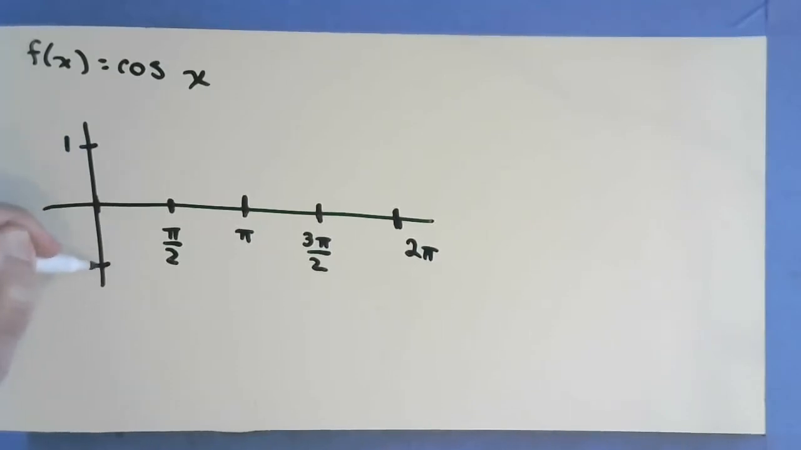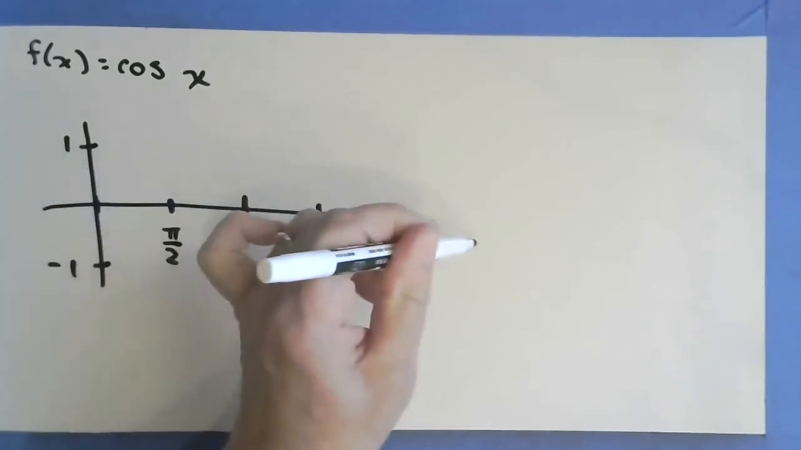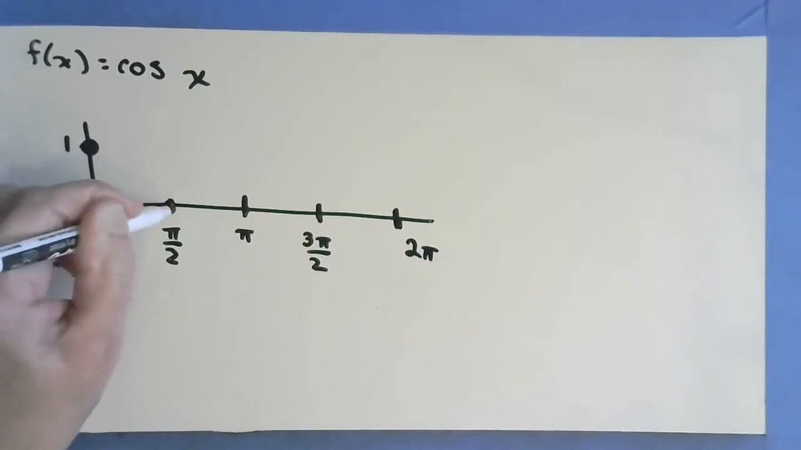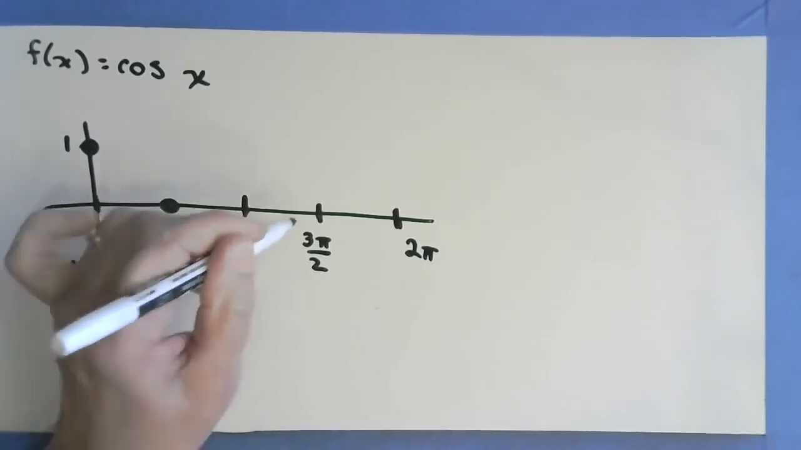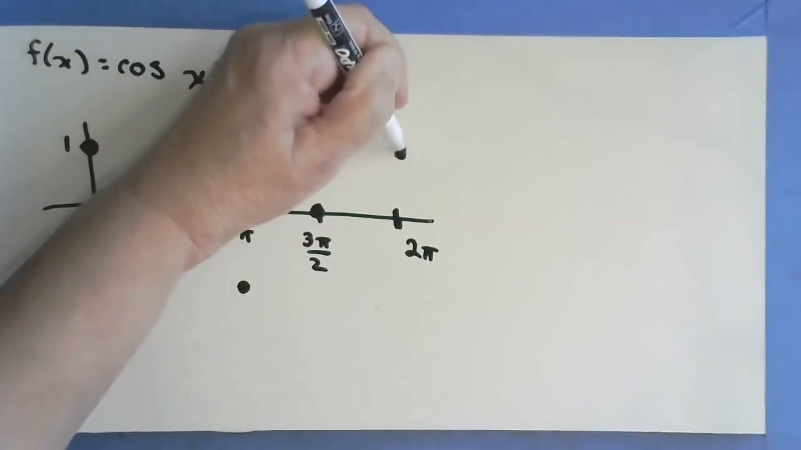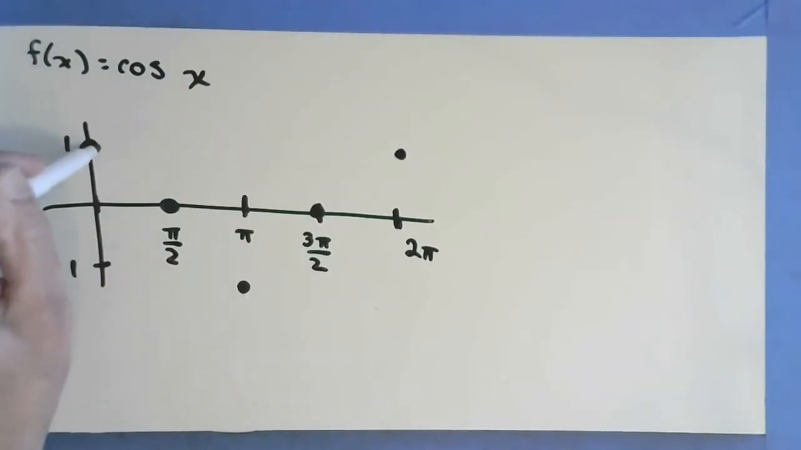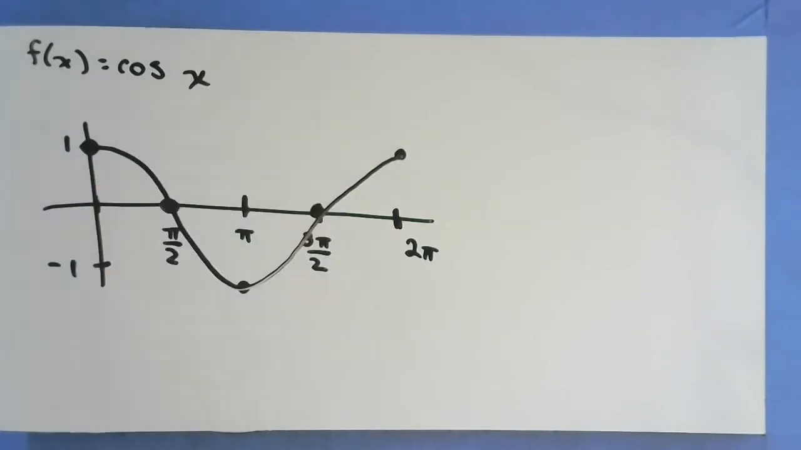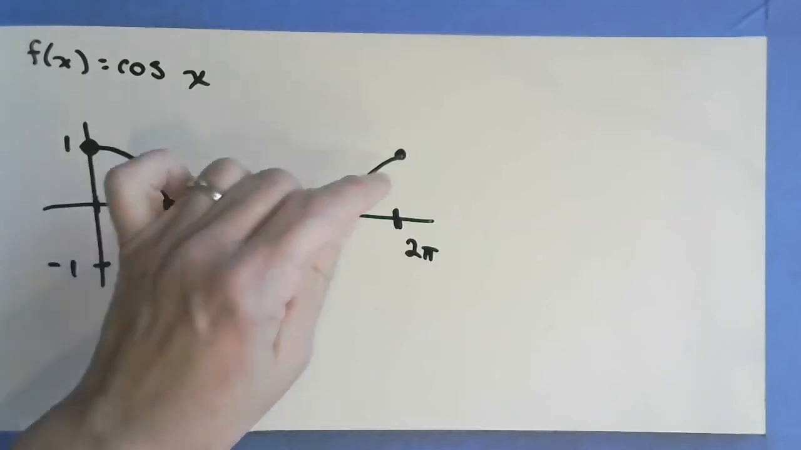Cosine has a max of 1 and a min of minus 1. Baseline is still on the horizontal axis. So cosine is different than sine in that it starts with up. So it's up, 0, down, 0, up. And then we connect them with a smooth curve. Cosine, baseline, 5 key points: up, 0, down, 0, up.